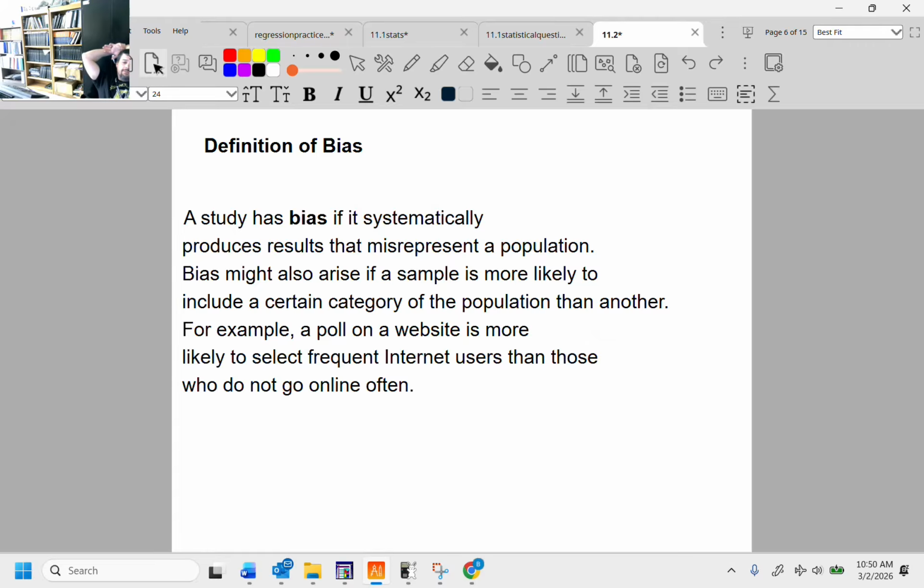All right. Here's bias again. A better definition of bias. A study has bias if it systematically produces results that misrepresent a population. Bias might also arise if a sample is more likely to include a certain category of the population than another. For example, a poll on a website is more likely to select frequent internet users than those who do not go online. So it might reject a large percentage of our older population, the pre-internet people.